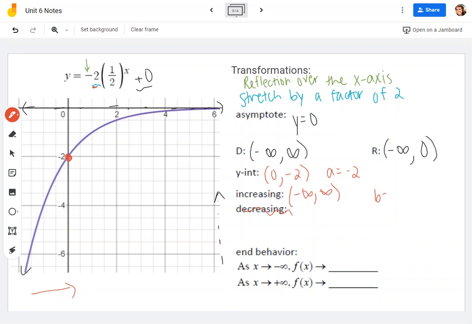So because the b value is 1/2, we see that up here in our equation, and 1/2 is less than 1, this is decay, but the reflection makes it look like growth. So just be careful to always refer back to the function.